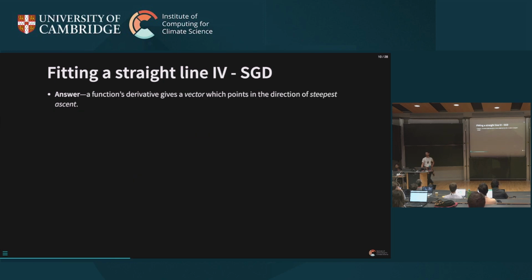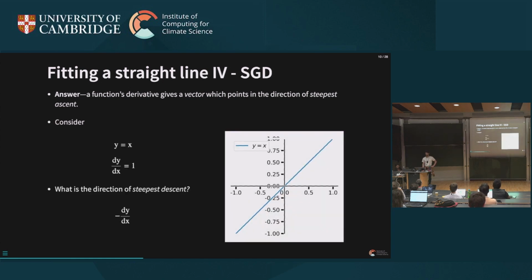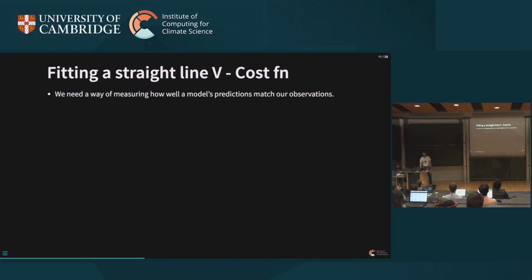So, yeah, it's the rate of change, but ultimately it gives you a vector which points in the direction of steepest ascent of a function. So if we go back to just y equals x, we take the derivative, dy over dx equals 1. The direction of steepest descent is pointing to the left. This is a bit of a contrived, simple example, but it illustrates the basic principle of stochastic gradient descent and optimization.